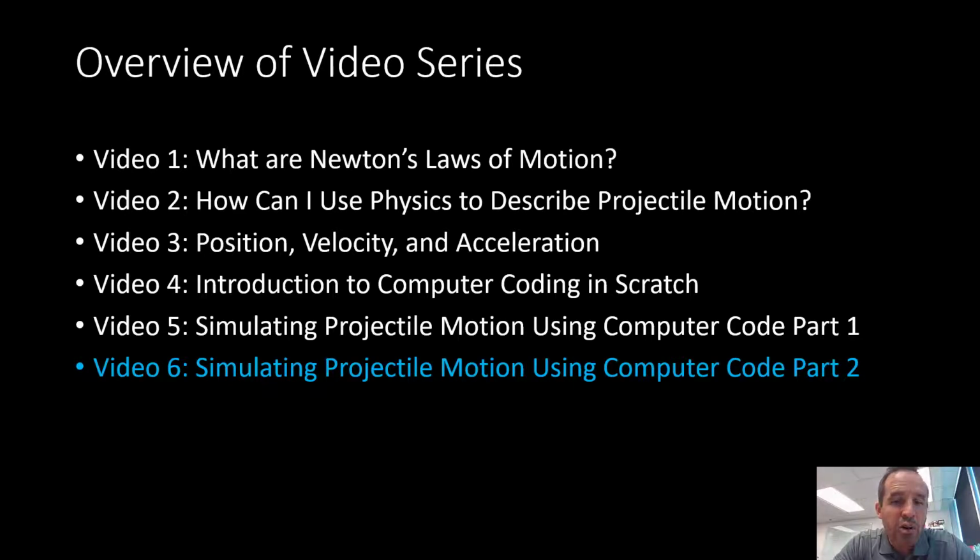In video 5, if you remember, we set up this nice simulation where we could launch a projectile with an x velocity and predict how far it would go. We're going to add a little bit of complexity to it, and that is going to be, what do we do with a changing launch angle?